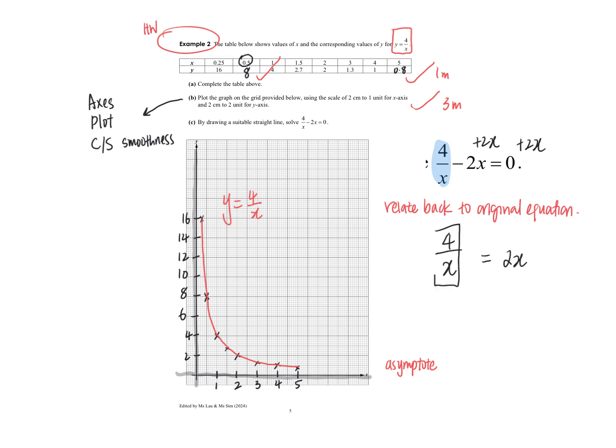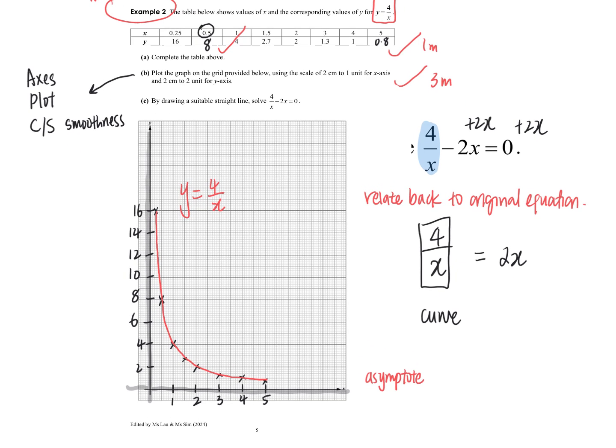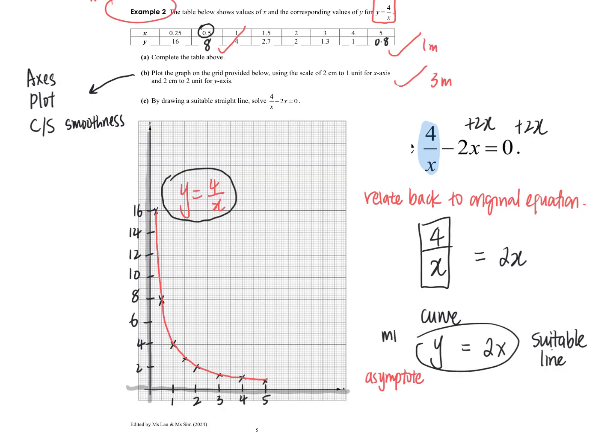So this part here is your curve, the curve that you have drawn here. And then you want it to be equal to 2x. So I already know that this thing here is y equals 4/x. So I change this to y. This is the suitable line that I need to draw, so that I find the solution. Okay, so once I see this, you will get your method mark for being able to do this. But sometimes, even when they see this, they don't give you the mark yet. They want you to draw it out first.